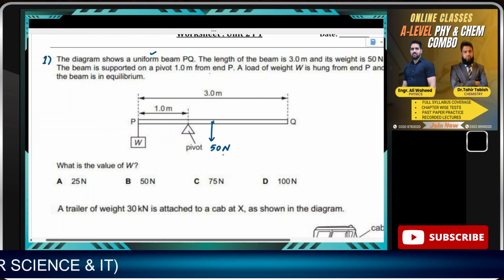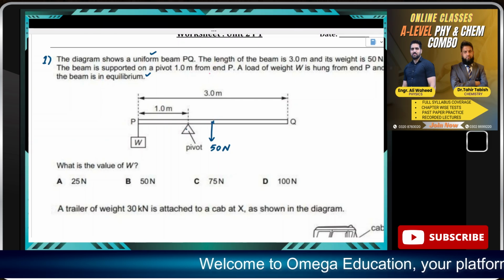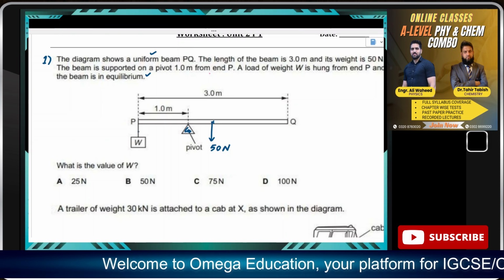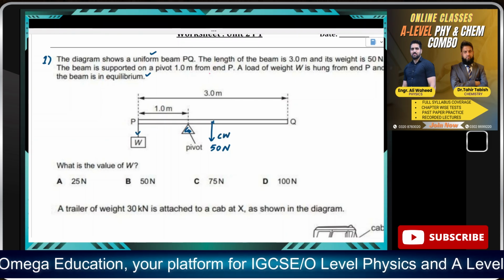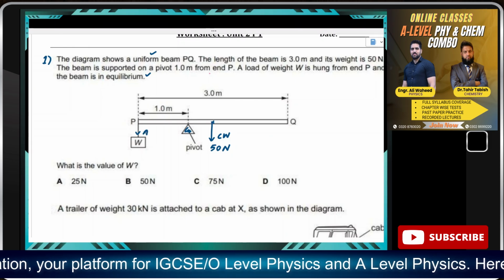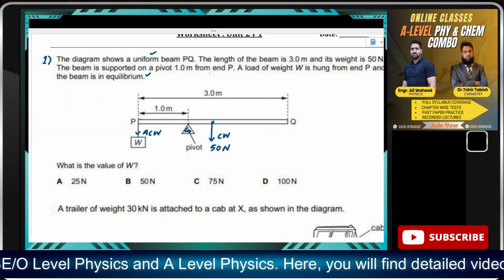So how many forces do we have? I think we have only two forces, and the system is in equilibrium, which means we can apply the principle of moments. This is our pivot. For that pivot, this force would be clockwise and this force would be anti-clockwise. So let us write the expression first.